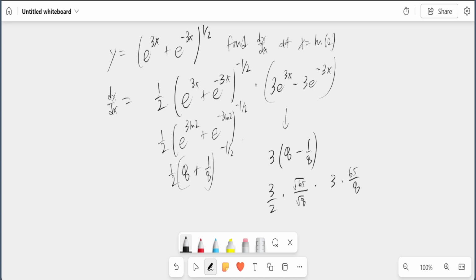Okay, what would be the best way to go about doing this? I think the best way is to not mess with the square roots and just say 9 times 65 to the 3 over 2 over 2 times 8 to the 3 over 2. That should be it.